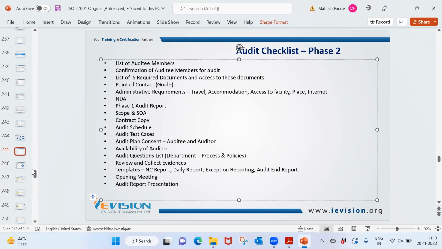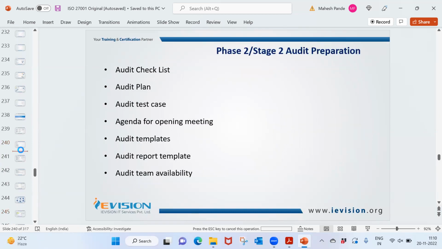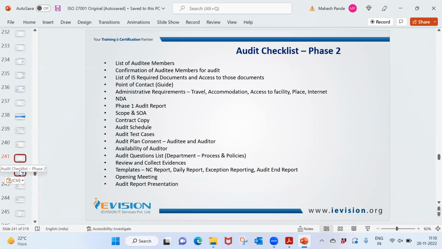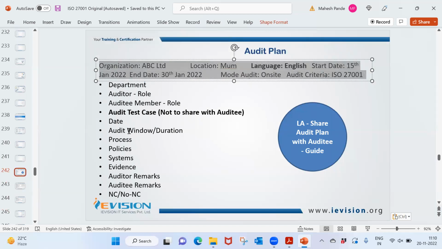Can you see this? This is what I said, audit checklist and audit plan. Yeah, visible. Now you have the plan. When we say plan, first of all, you have to have an audit criteria. Remember that. Is that clear? Yes. We have to have audit criteria.